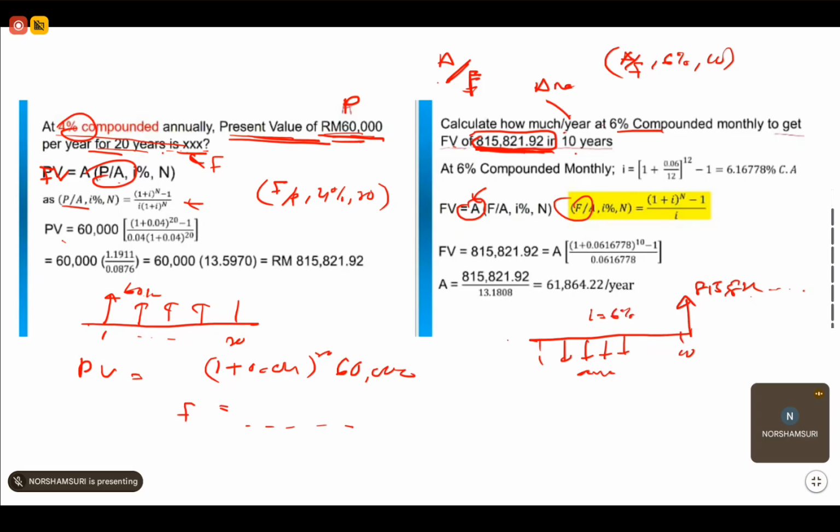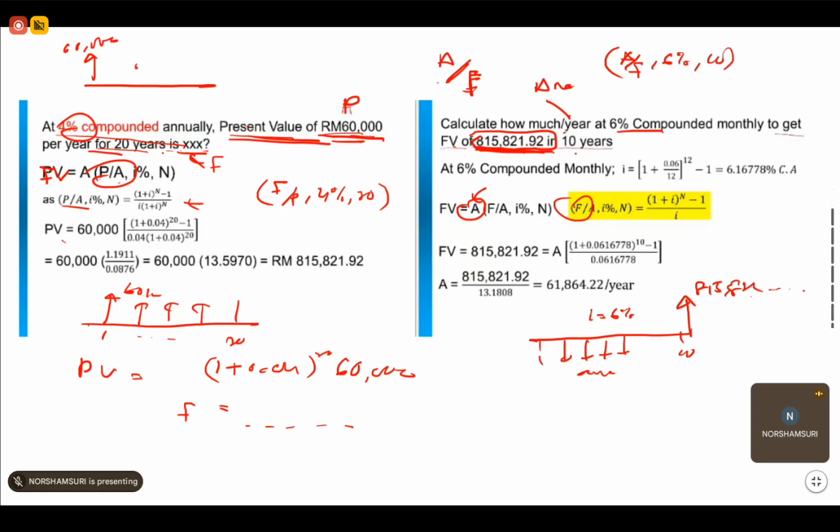That's why it's important to draw the cash flow diagram. Sorry, not plot diagram, cash flow diagram. So here, for example, in this case you have to try it. For example, this case, the present value is here, 16,000.